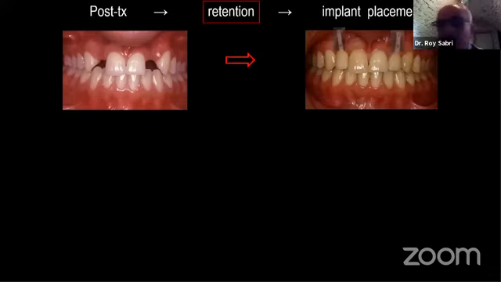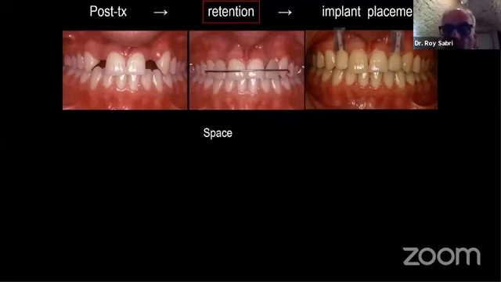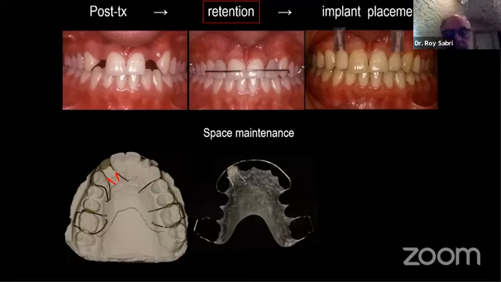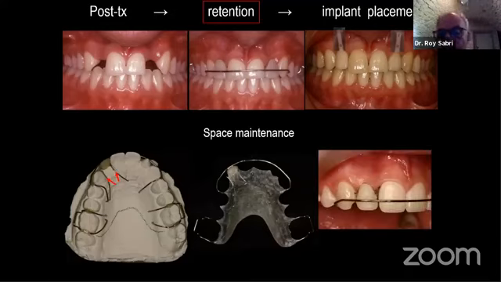Now, how do you hold the space? Because most of these patients, we start at 11, we finish at 13, at 14. Sometimes there are 2, 3, 4 years of growth. We all use this type of retainer. I like to add some wires here like this to make it more stable. Sometimes they break the teeth so the wire can hold it.